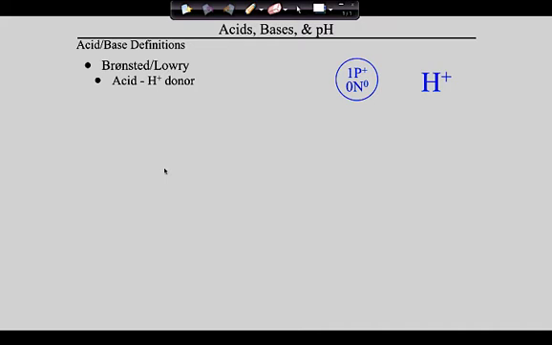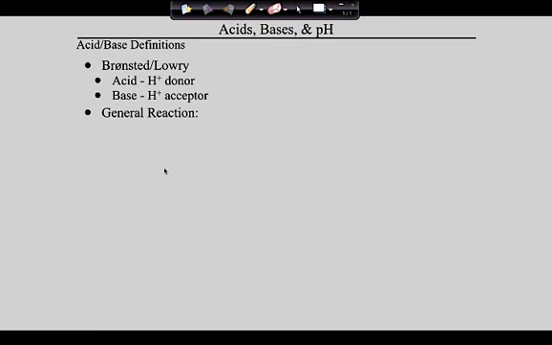And in the Bronsted-Lowry sense, acids donate these protons. Then bases are proton acceptors. So bases will take in hydrogens from the acids. So as you might imagine, the general form of this reaction then is an acid, which is a hydrogen loser, will lose a hydrogen ion to a base, and the base will accept that hydrogen ion.